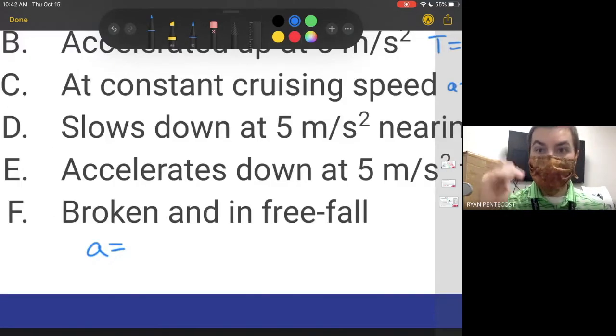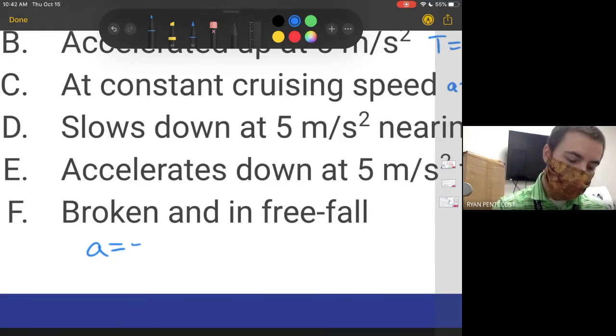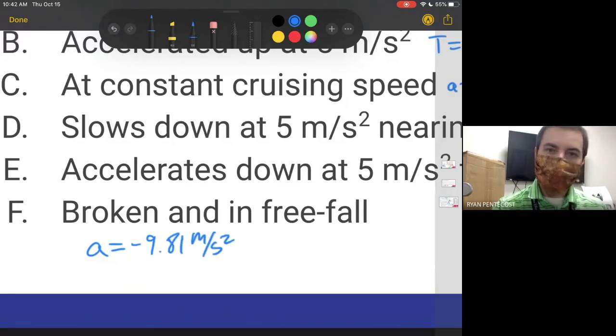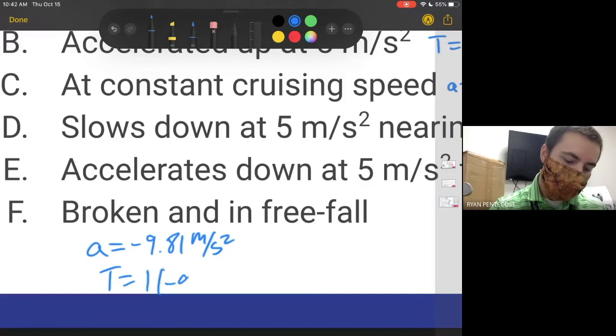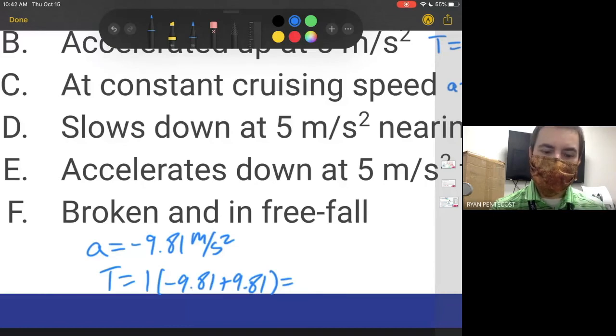Well, the acceleration is downward, right? At negative 9.81 meters per second squared. So if we look at our tension, we have 1 times negative 9.81 plus 9.81. So it reads 0 newtons. Why does that make sense?